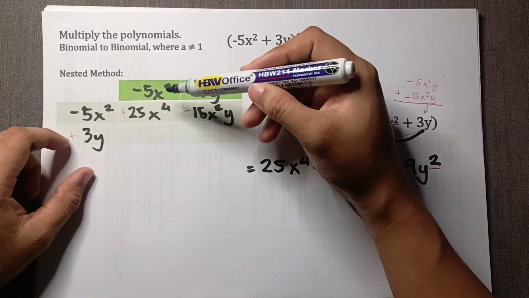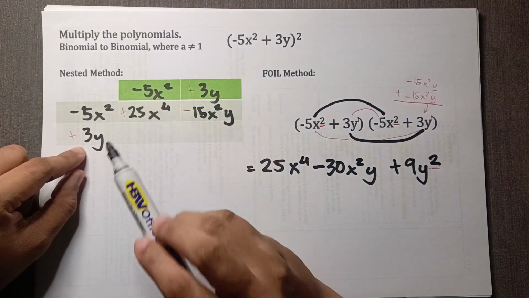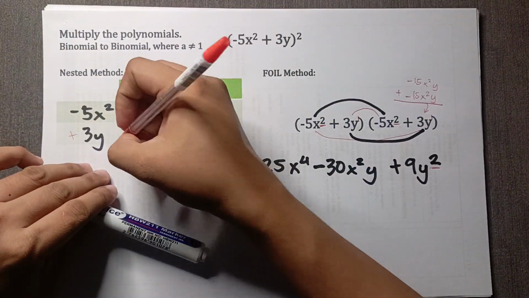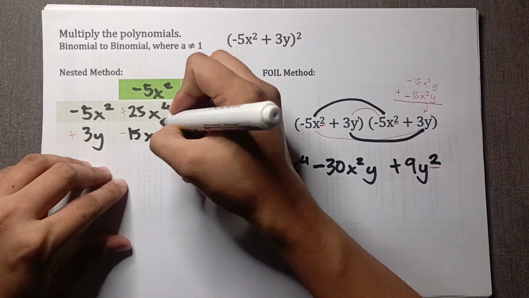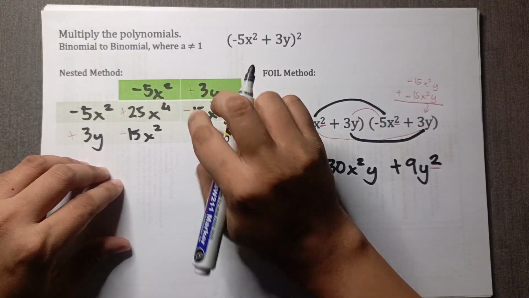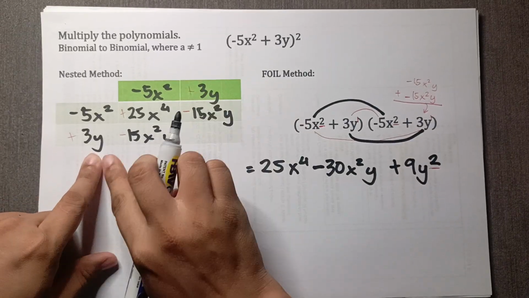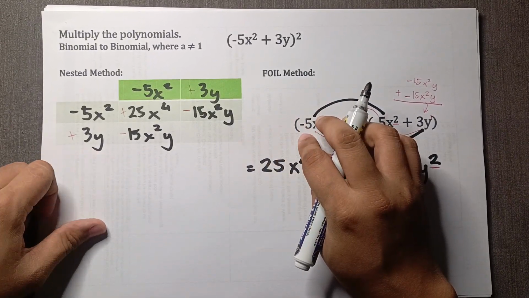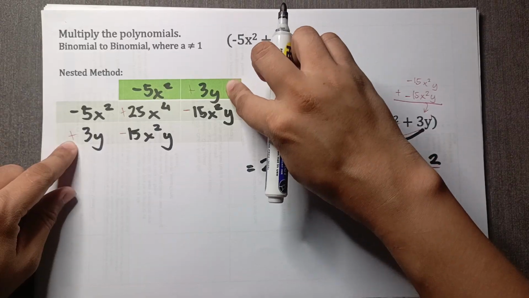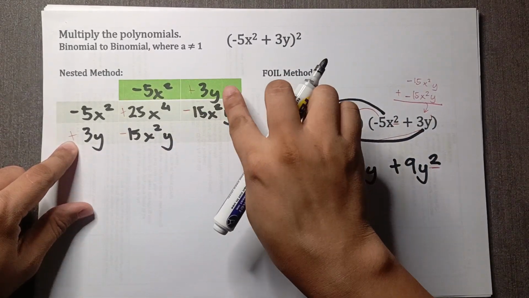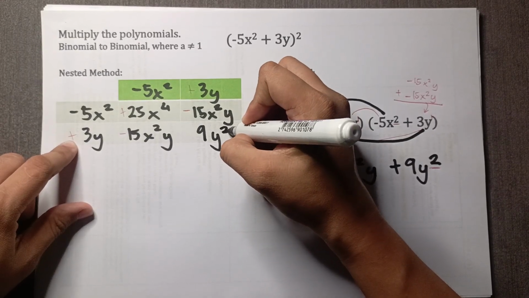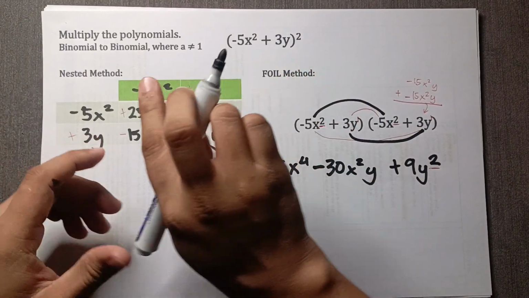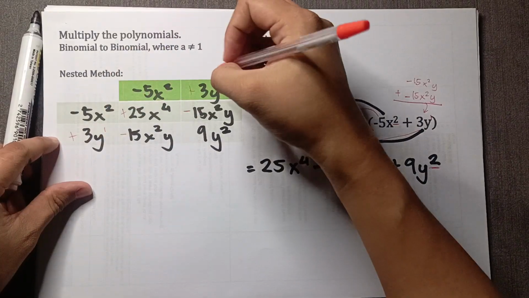Okay, on to the next one. Parehas lang din naman yan. So, we have negative 15x squared and then we have y. And last but not the least, 3y times 3y, 9y squared. 1 plus 1. Okay? 1 plus 1.